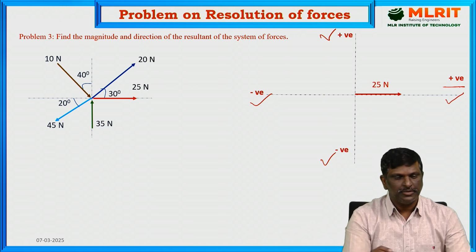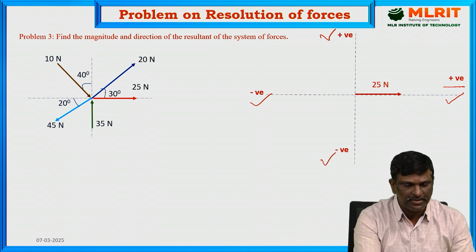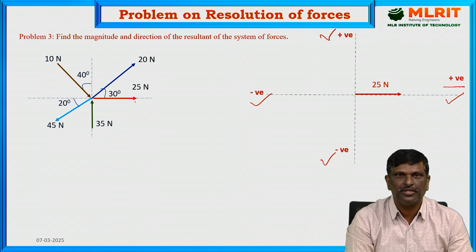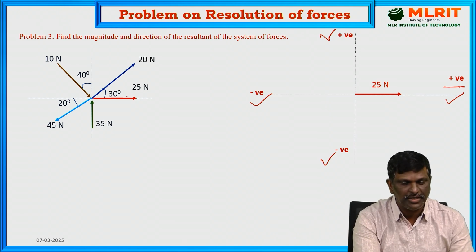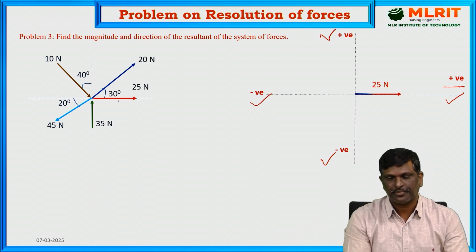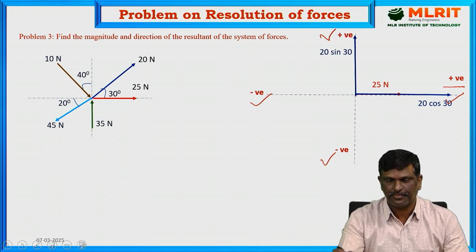Now, look at the 20 Newton force which is acting at 30 degrees to the horizontal. Here the angle is given with respect to horizontal. Therefore, the horizontal component is 20 cos 30. The horizontal component is 20 cos 30 and the vertical component is 20 sin 30.